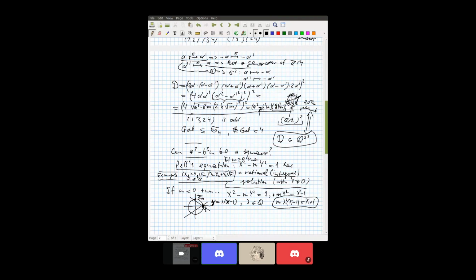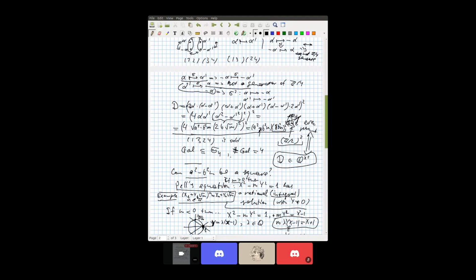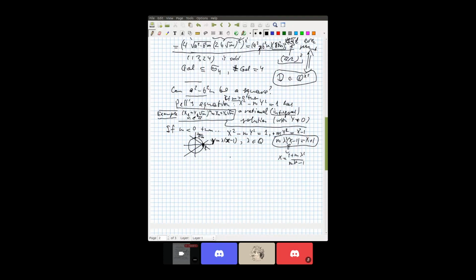And of course this linear equation has a rational solution, you see. So you can write that x is equal to 1 plus m lambda square over m lambda square minus 1. So you see that there are many solutions. And lambda here is an arbitrary rational number. So we get many solutions.